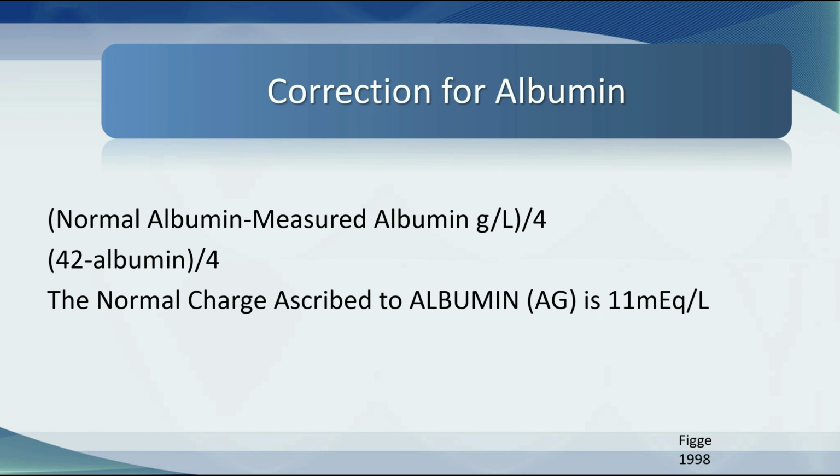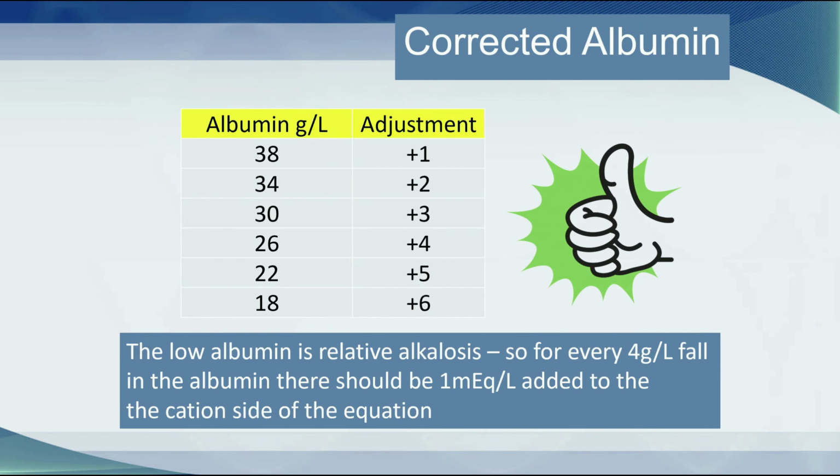As a consequence of this, James Figge sought out a correction for albumin, and he came up with this correction for albumin that can be applied to the anion gap, and it shrinks the size of the anion gap. And this is so easy. It's the normal albumin, which is 42 grams per litre, minus the measured albumin, which is what you've got on your chemistry panel, divided by 4. The normal charge ascribed to albumin, which is most of the anion gap, is 11 milliequivalents per litre. So if you follow this chart, which I think is a really useful rule of thumb, for every 4 grams per litre fall in the albumin, there is a 1 plus correction for the anion gap.